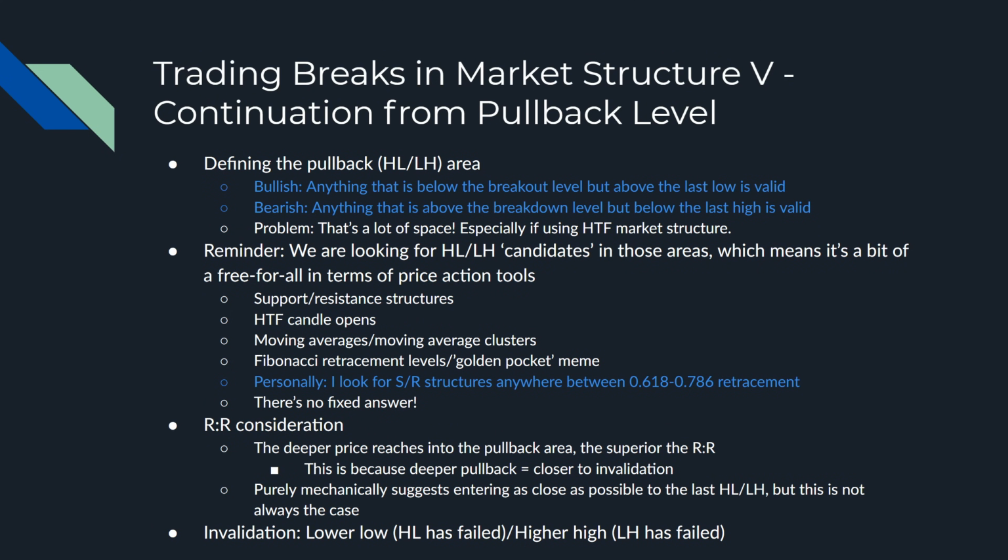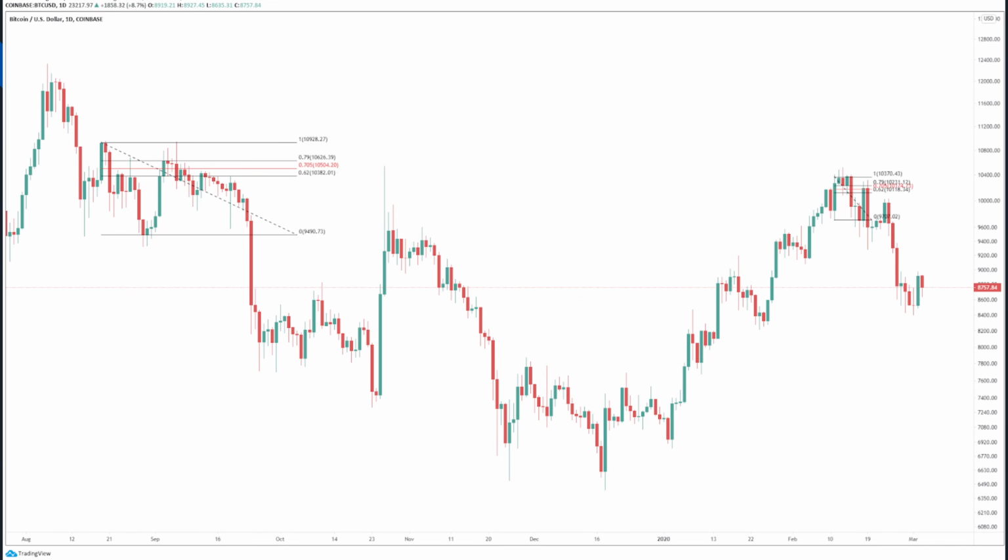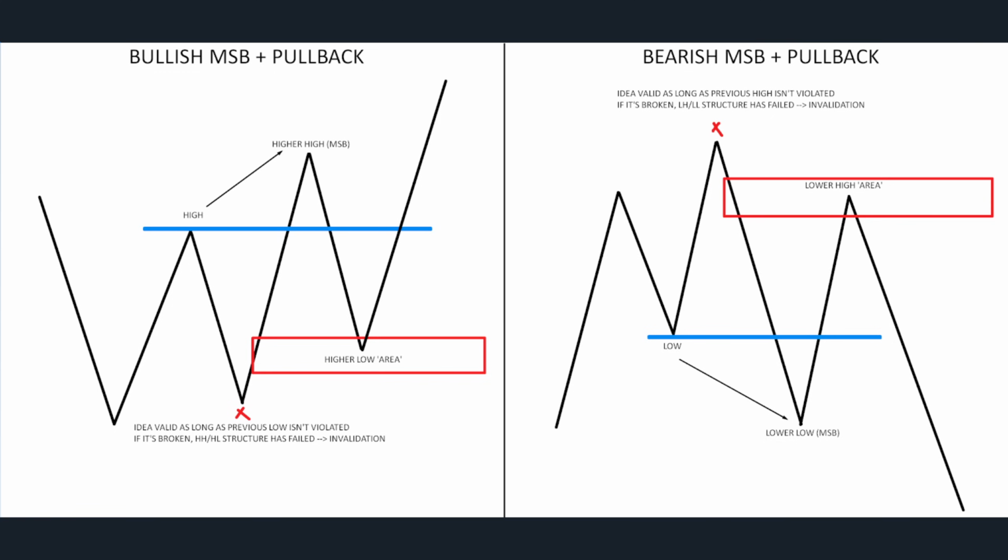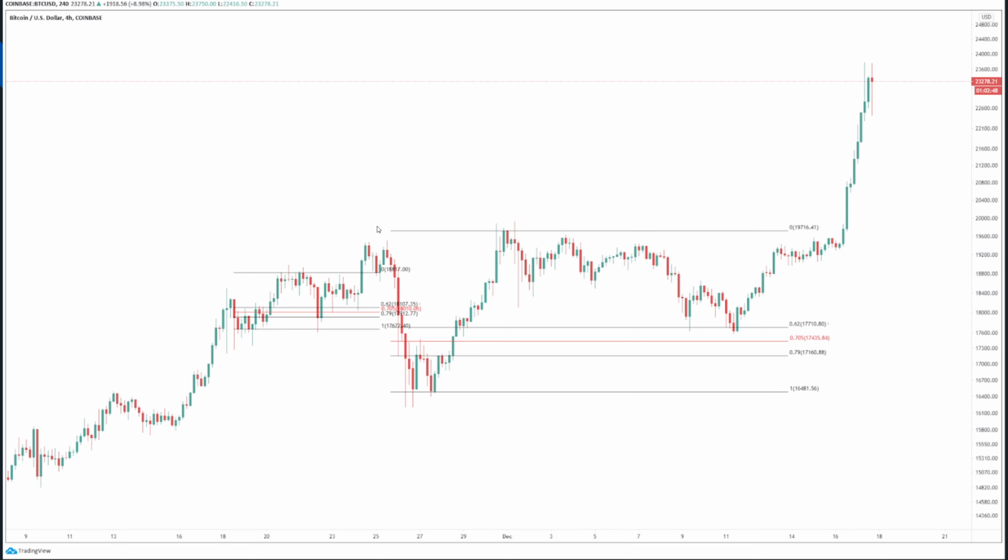That's setup number 2, where the break in market structure is still the most important thing, and it's a question of where do we fish for those higher lows in the bullish case or those lower highs in the bearish case if the support resistance flip trade isn't on the table.